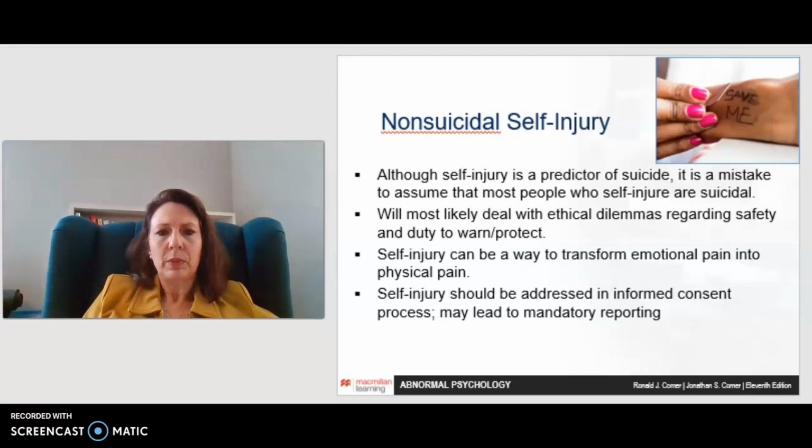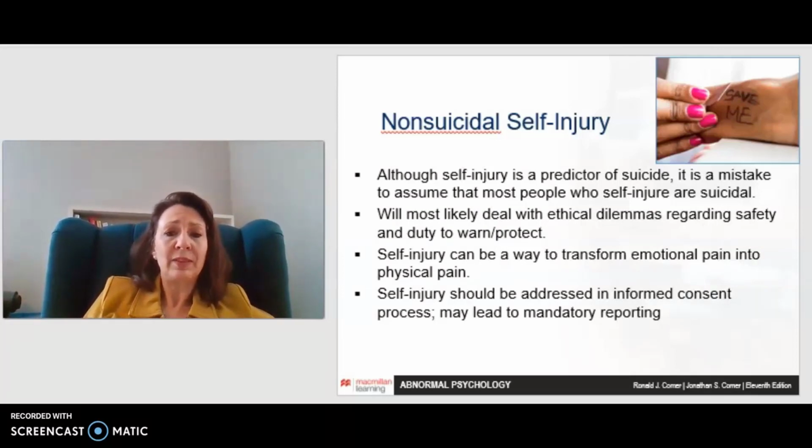Non-suicidal self-injury is a predictor of suicide, but not everybody who does this behavior is going to have suicidal behavior. As a clinician, we will most likely deal with ethical dilemmas about safety and duty to warn and protect around non-suicidal self-injury. It can be a way to transform emotional pain into physical pain. And we know that self-injury should be addressed in informed consent at the outset of therapy, because we may have to do mandatory reporting around it, and we want clients to understand that that could happen.